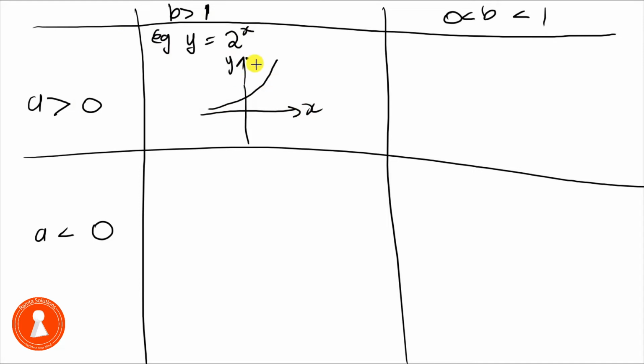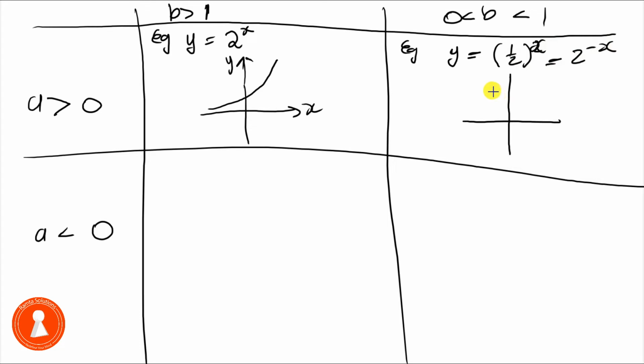Now let's try when a is positive but b is greater than 0 but less than 1. Example would be y equals half to the x, which is similar to saying 2 to the minus x. Your graph would look like this.